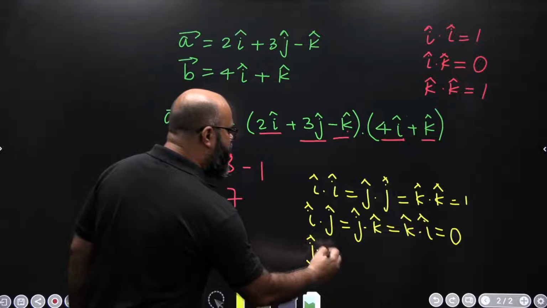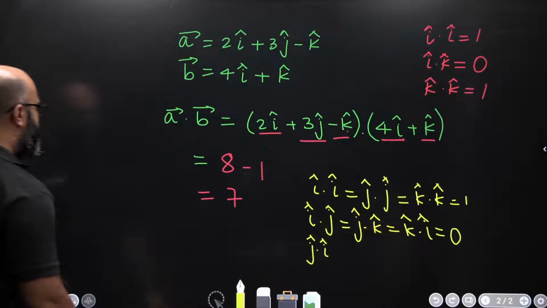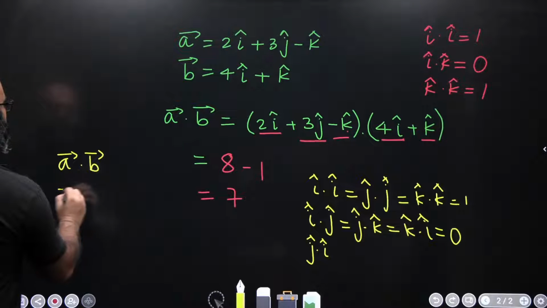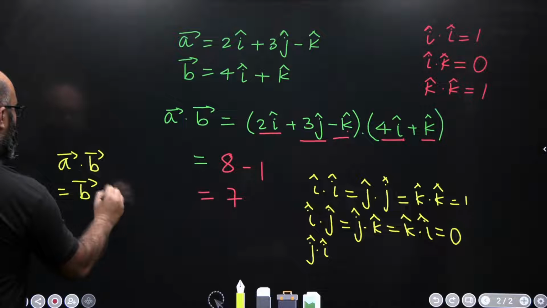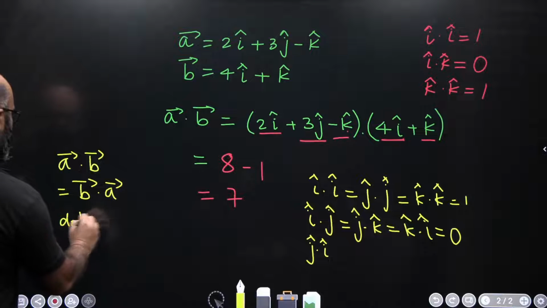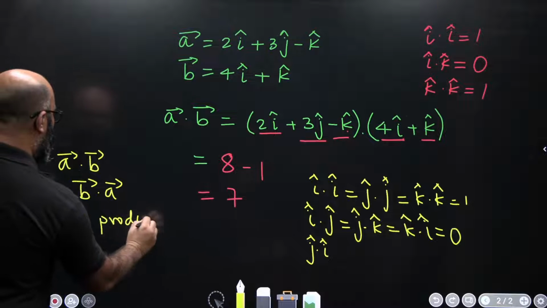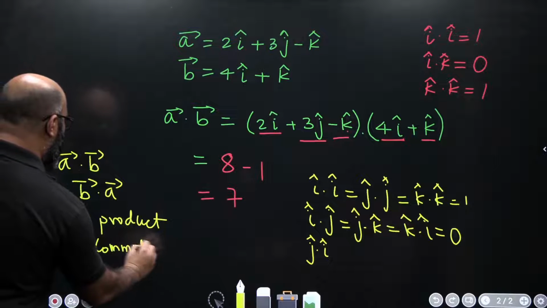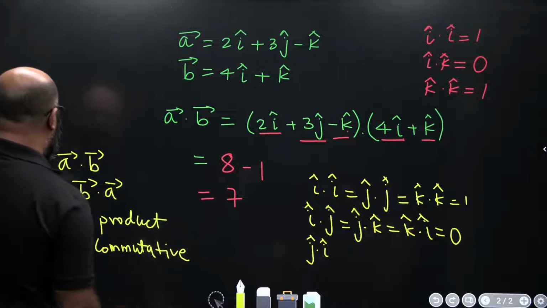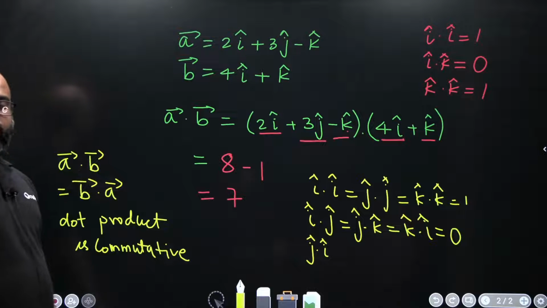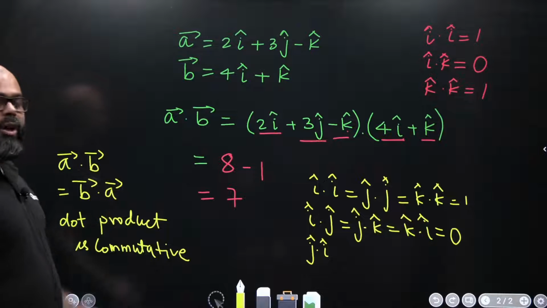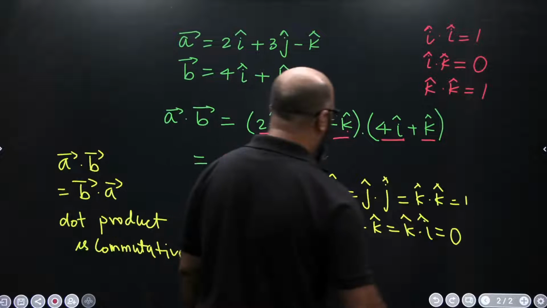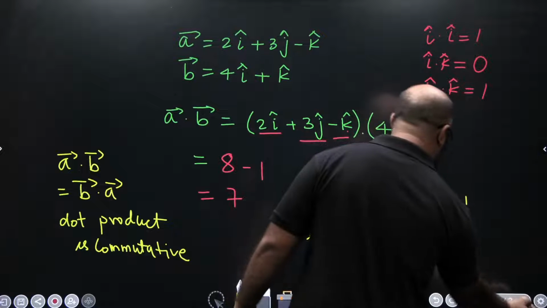j dot i will also give you 0, because you have to remember that a dot b is actually the same as b dot a. The dot product is commutative. This you have to remember, that the dot product is commutative because it does not have any direction. So a dot b gives you mod a mod b cos theta, and b dot a also gives you mod b mod a cos theta, and multiplication of real numbers is commutative. This is what we have to know.